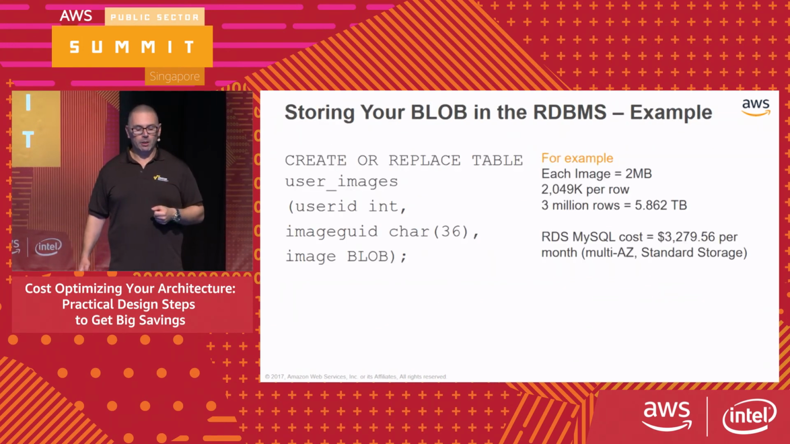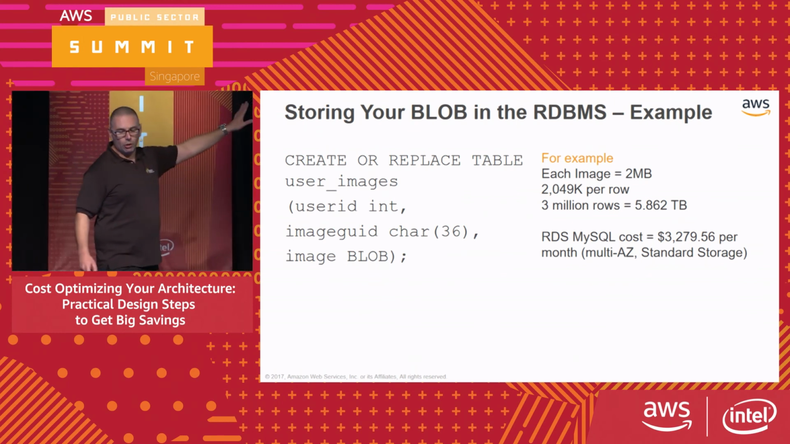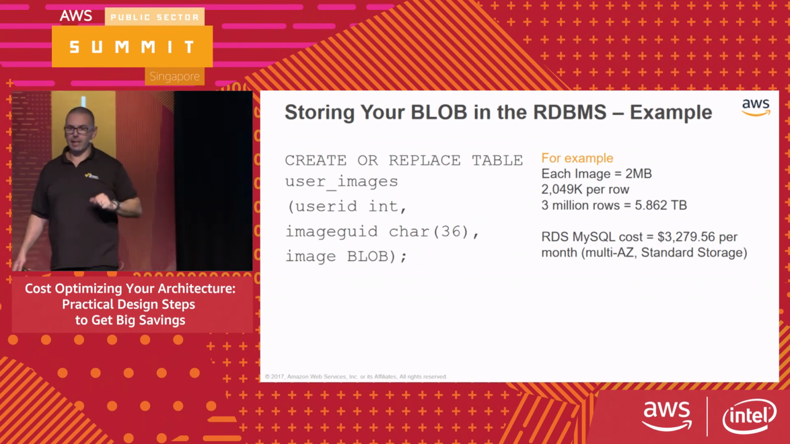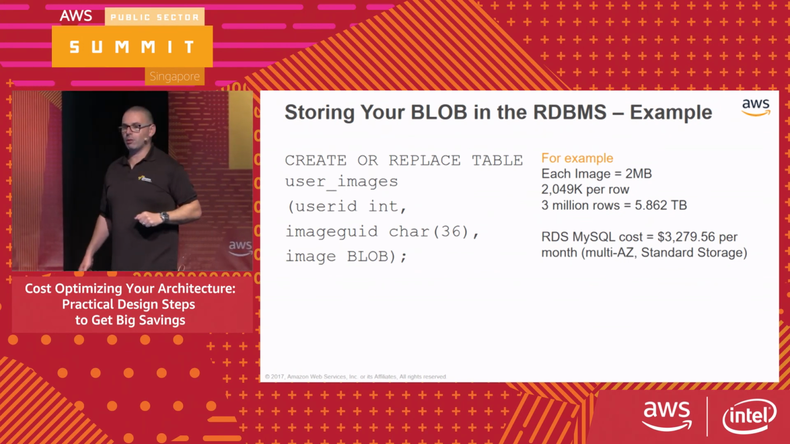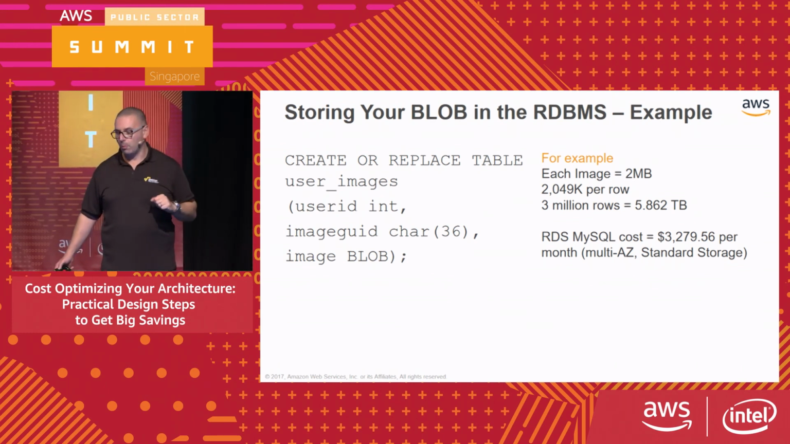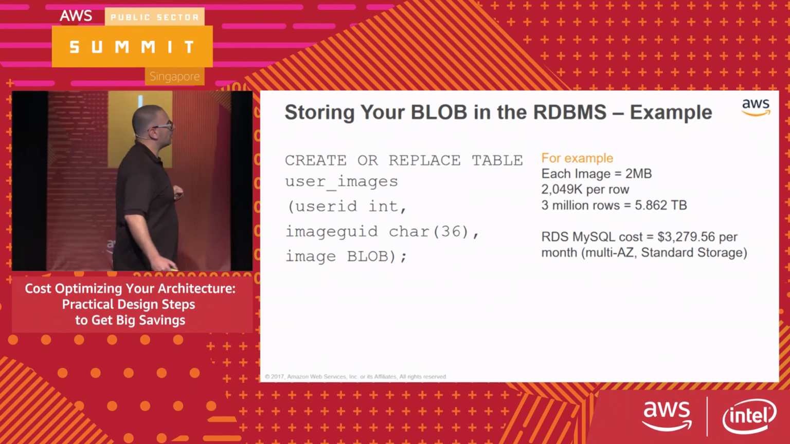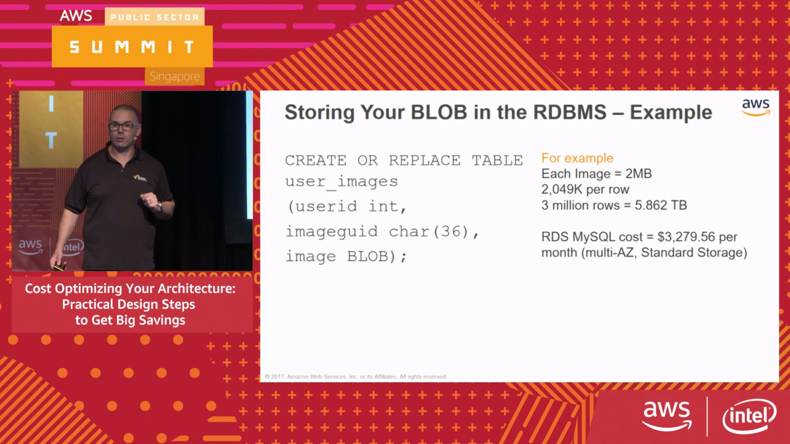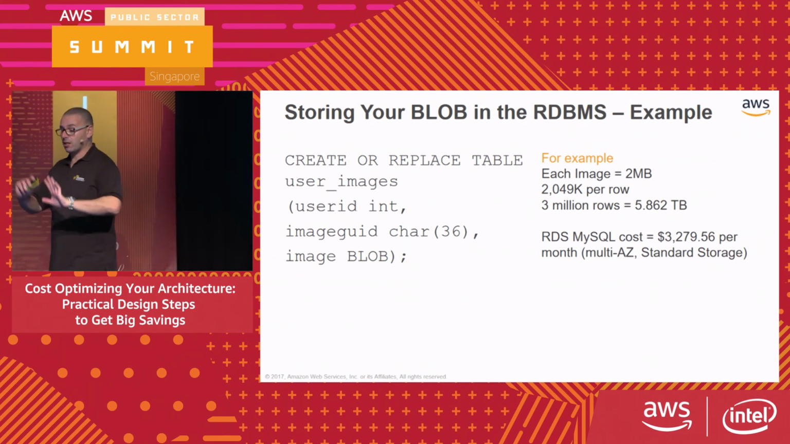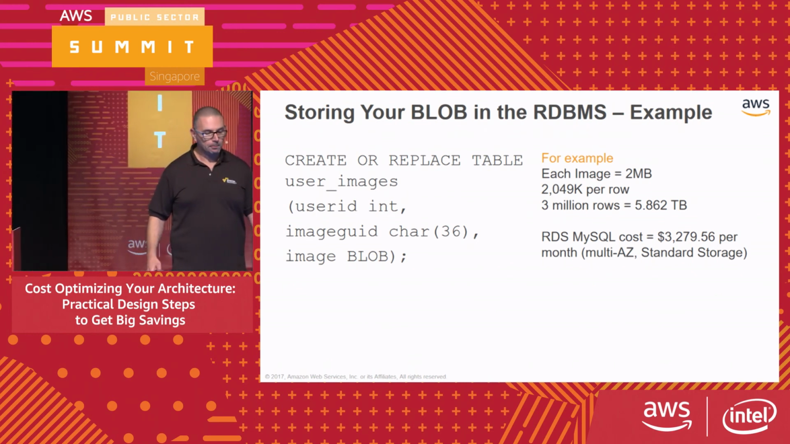Let me show you why. Here's our sample table. Creating a table that stores user images. The user images has a user ID, the image GUID, and the blob itself, because that's the lazy developer thing to do. Just chuck the picture in with the table. What could possibly go wrong? Well, if I've got each image being 2 meg, and I've got 3 million of these images, I've now got a nearly 6 terabyte database that I've got to manage. Now I can do that. I can have my RDS MySQL, I can have it replicated, standard storage. It's still going to cost me about $3,200 odd per month to run.